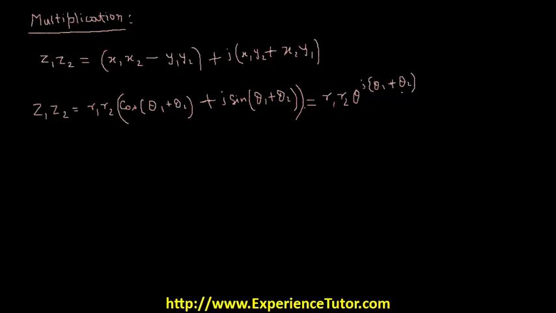It follows all the properties of multiplication. Closure law: according to closure law, if two complex numbers are multiplied, the result is also a complex number. Commutative law, z1 z2 is equal to z2 z1. Associative law, z1 z2 z3 is equal to z1 (z2 z3).